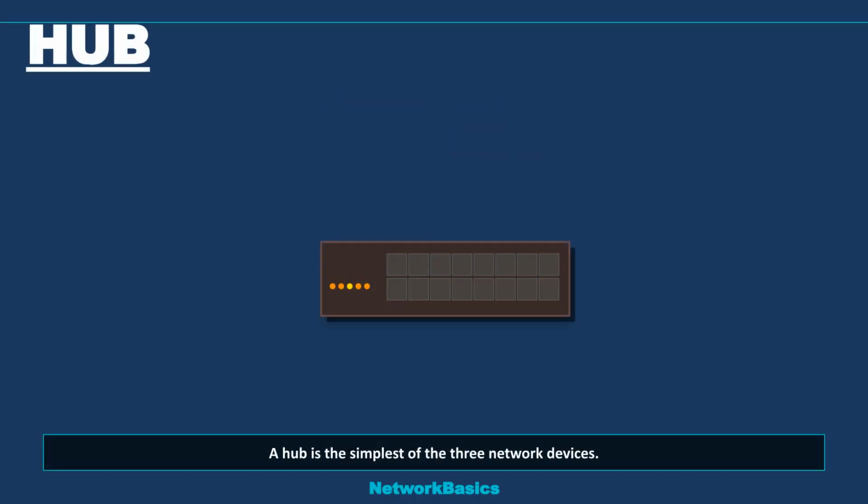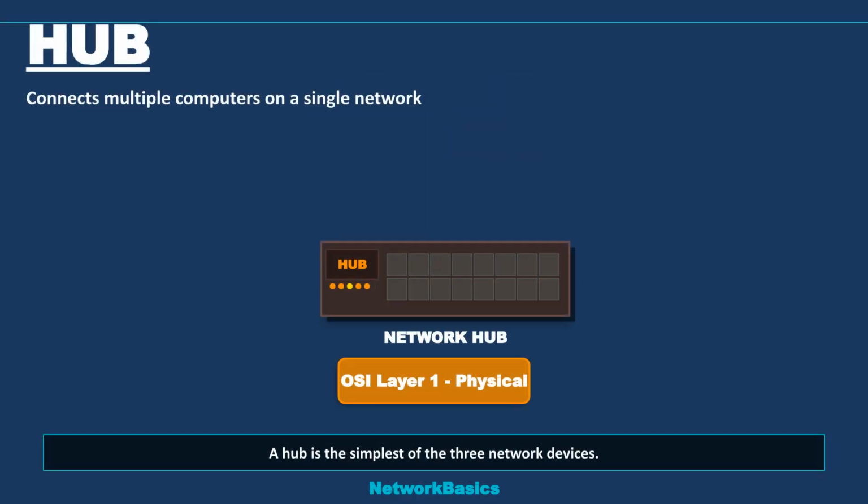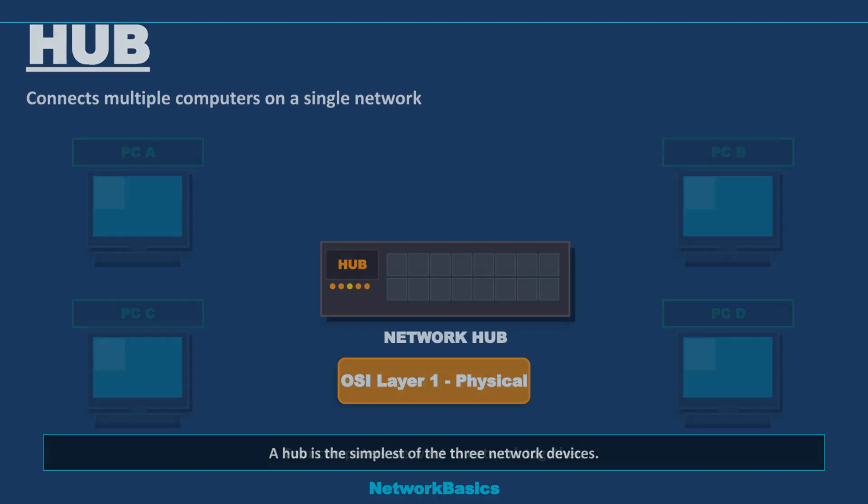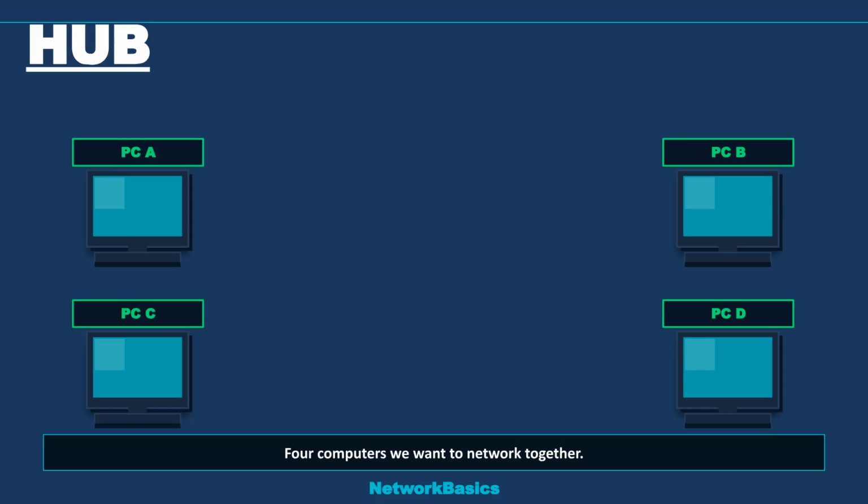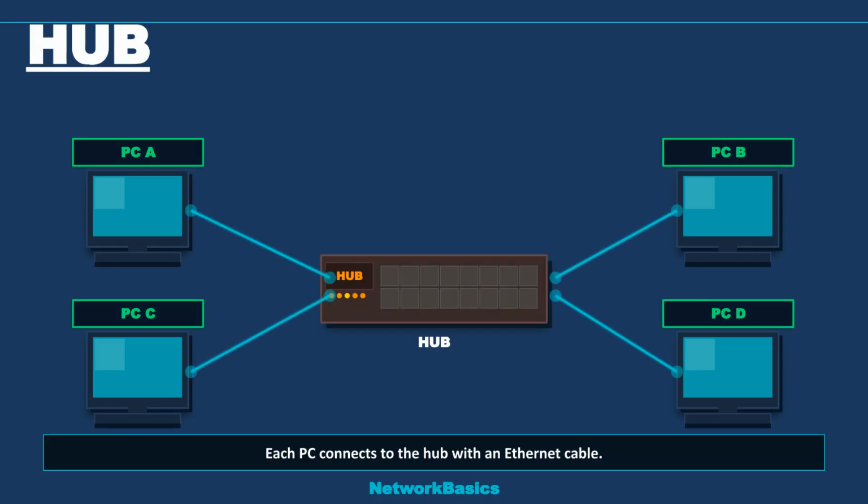A hub is the simplest of the three. It's an old networking device used to connect multiple computers together on a single network. So let's say you have 4 computers that you want to network together. You plug each one into the hub using Ethernet cables, and now they can all talk to each other.